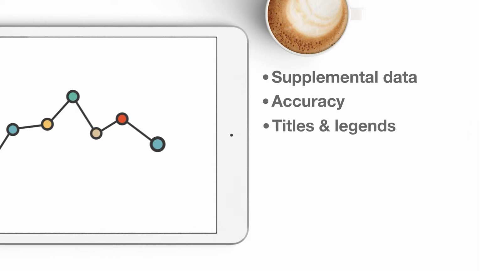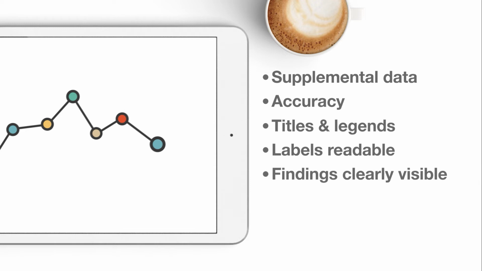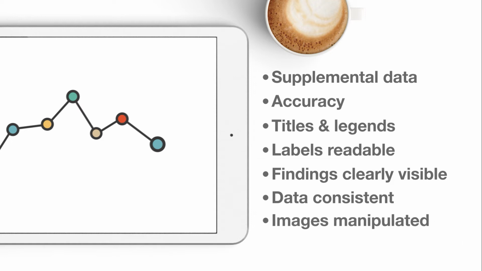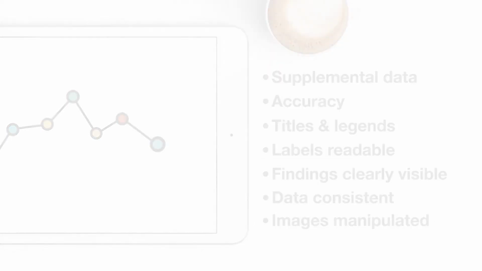Do the titles and legends adequately describe the figures and tables? Are graphs, axis headings, and data labels readable? Are the findings described in the legend clearly visible in the figure? Is the data consistent across the text, tables, and figures? Is it possible that any of the images have been manipulated?